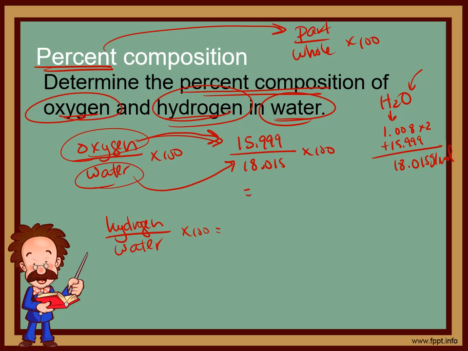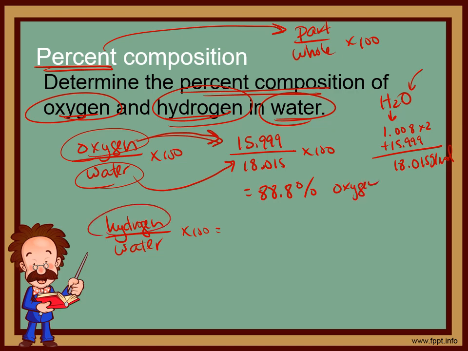When we do that math in our calculators, 15.999 divided by 18.015 is going to give us 0.88809, lots of digits, times 100. We're going to get 88.80. I'm going to leave it right there. 88.8% of water's mass comes from oxygen. I'm going to do the same thing now for the hydrogen.